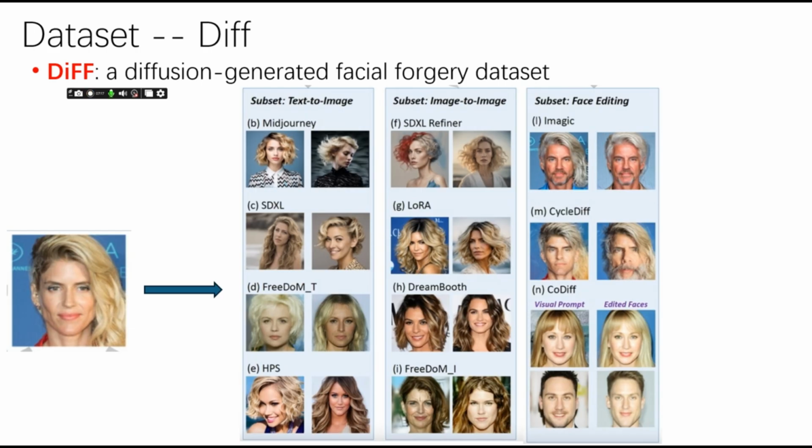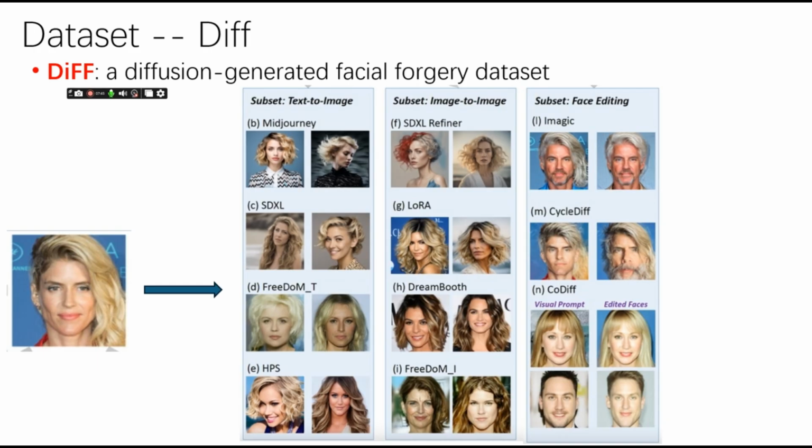And this is the dataset we use. We have a DIFF diffusion generated phase forgery dataset. This dataset is widely used in related work. The reason we select this one is it includes a lot of images, and a lot of baseline models use this one as a benchmark, so we can easily make a comparison.